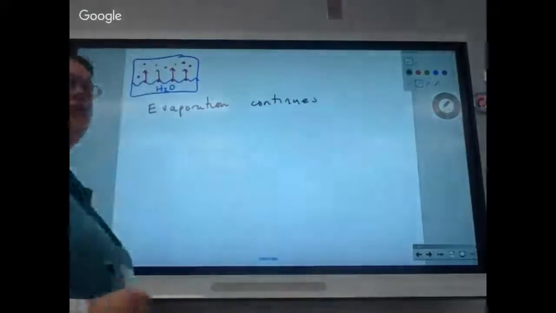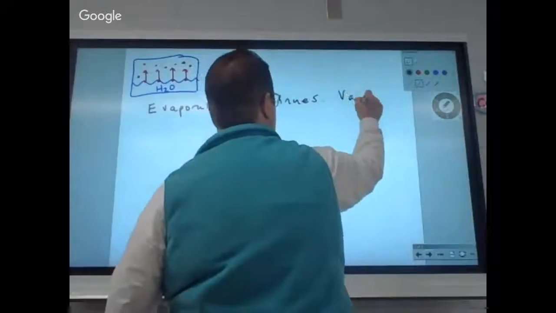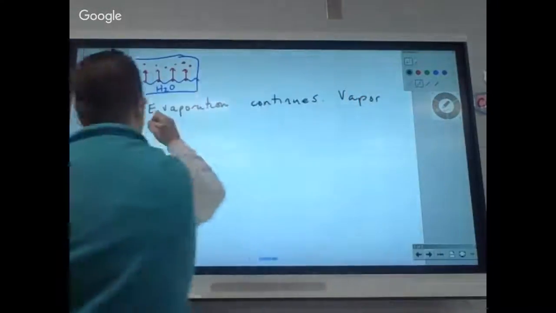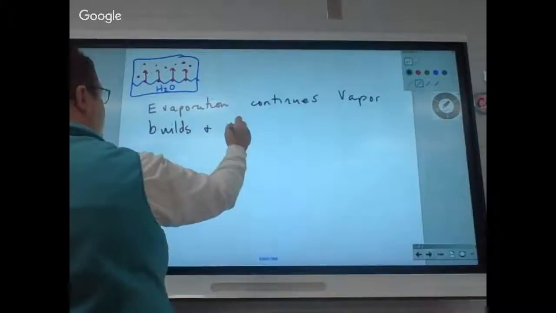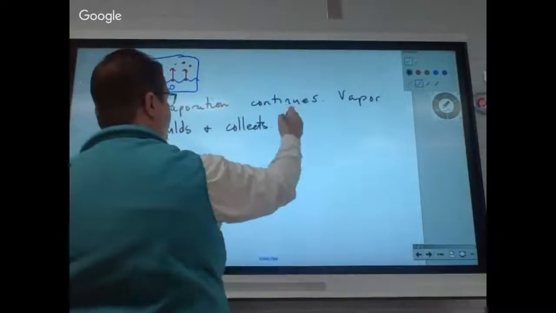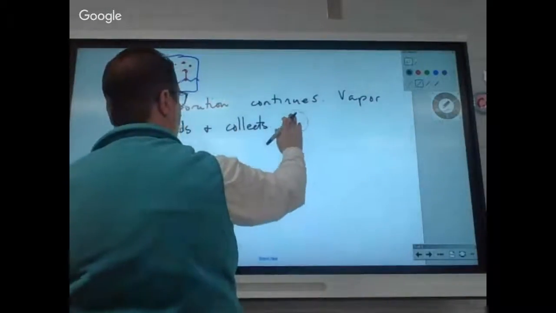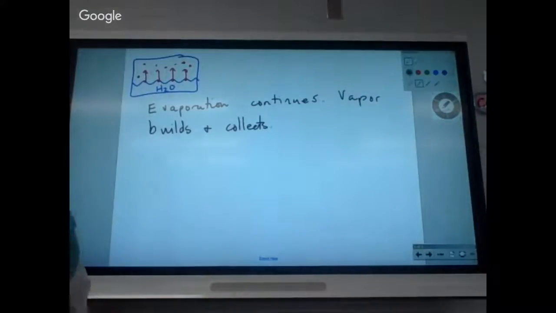All right, so evaporation continues. So if evaporation continues, the vapor builds and collects. This is like part 2. Yep. Looks like a comic strip. All right, so if the vapor builds and collects at the top, what are the vapor molecules going to begin to do? Okay, before they condense, how do they condense? What do they have to do to each other?